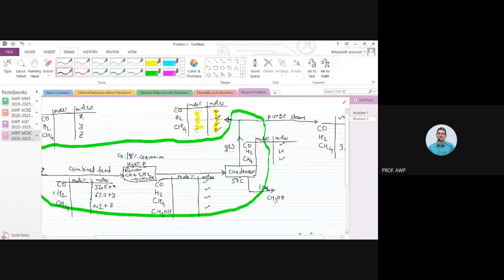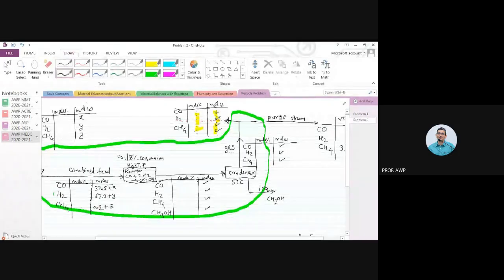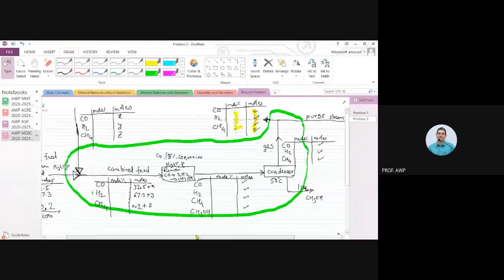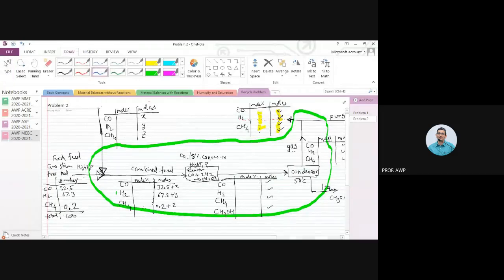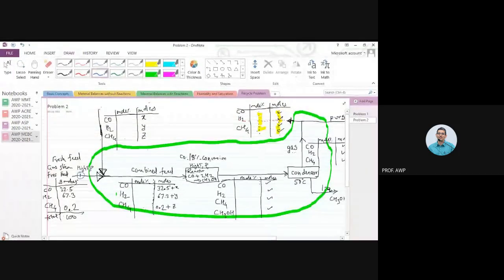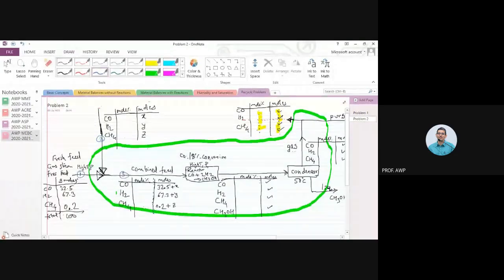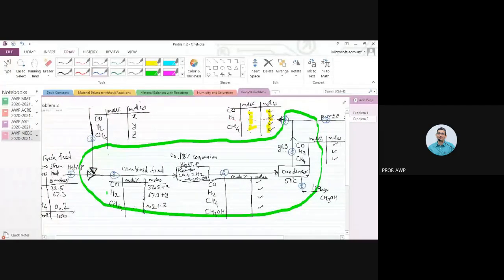Now I will say that this stream going out, let's give some stream numbers. Let's call this stream 1. Let's call this stream 2. Stream 3. Stream 4. Stream number 5. Stream number 6. Let's call this purge stream number 7. Let's call this stream 8. So I have broken the recycle stream and I have generated two streams, stream 2 and stream 8. I have assumed X, Y, Z in stream 2 because I don't know anything about it.